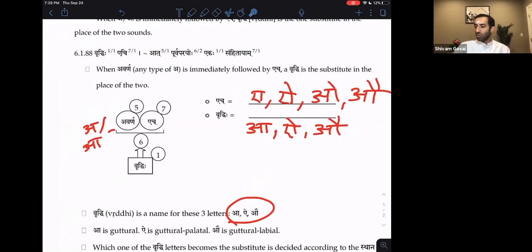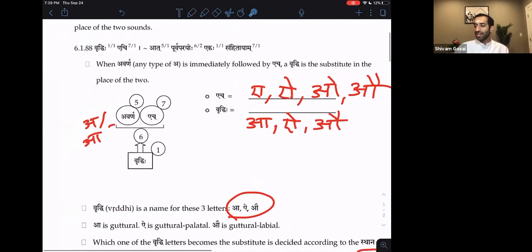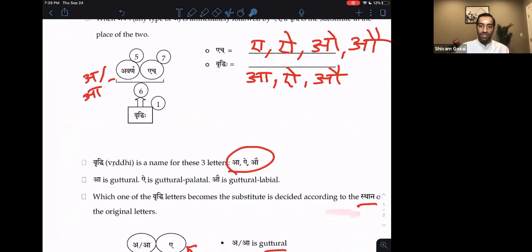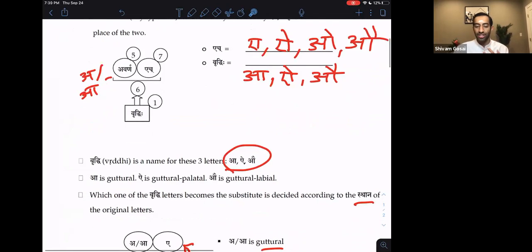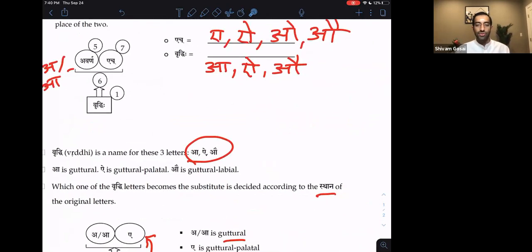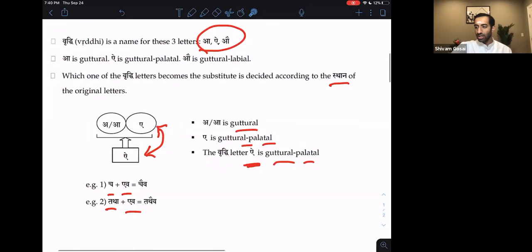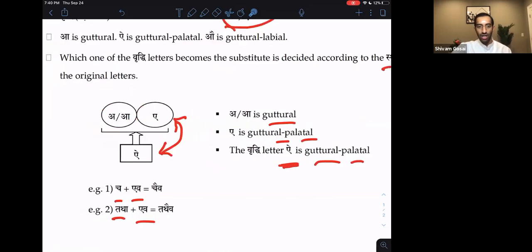Now, which one of these letters becomes a substitute is decided according to the sthana of the original letter. Sthana means the place of pronunciation in the mouth. Depending on where they're pronounced in the mouth, this is how they get replaced. For example, the first one: when I have avarna, or a, followed by e, e is one of the ec. Both get replaced by ai.